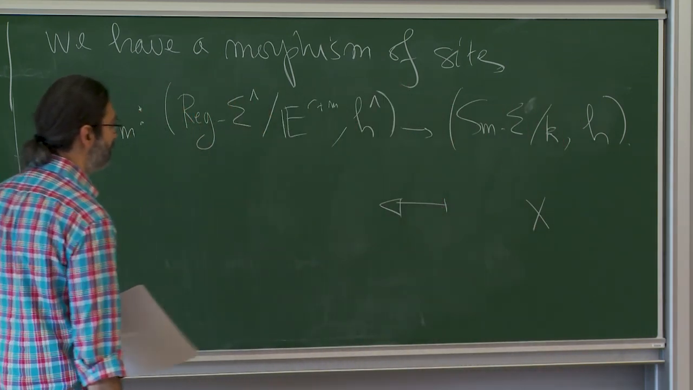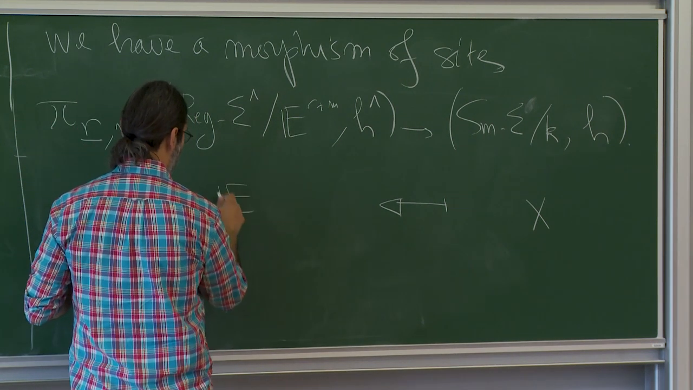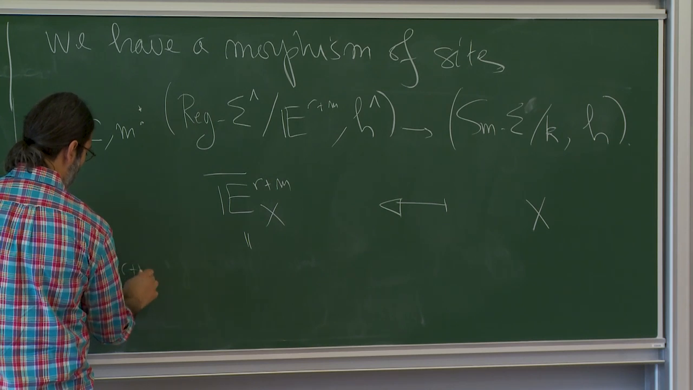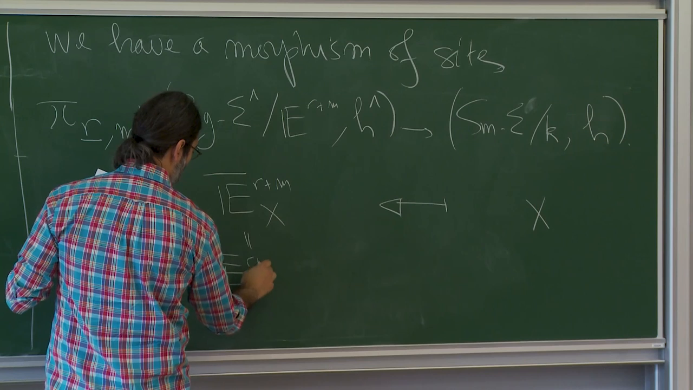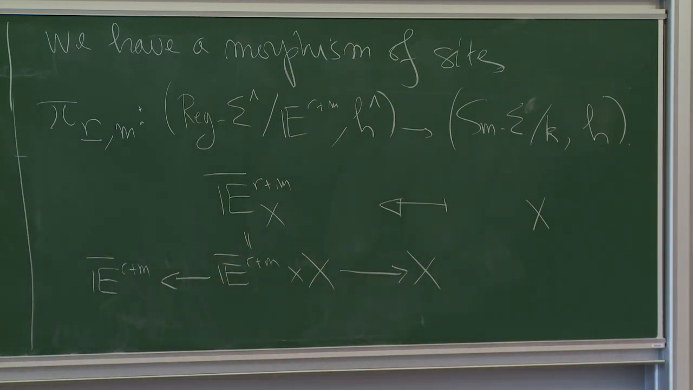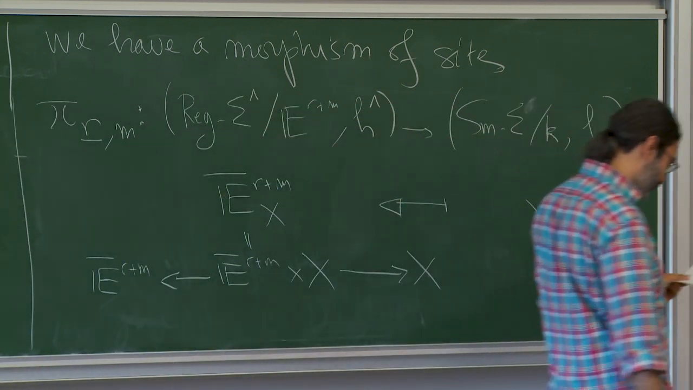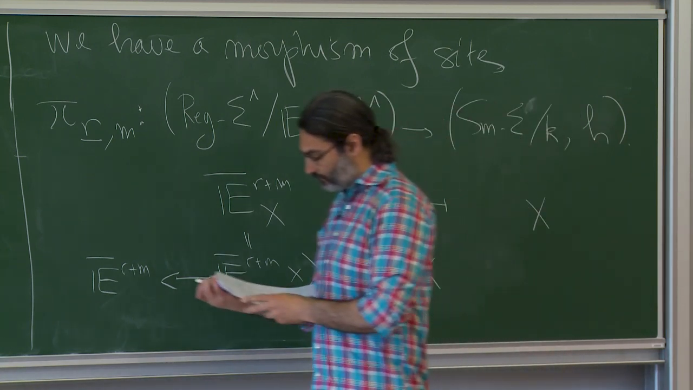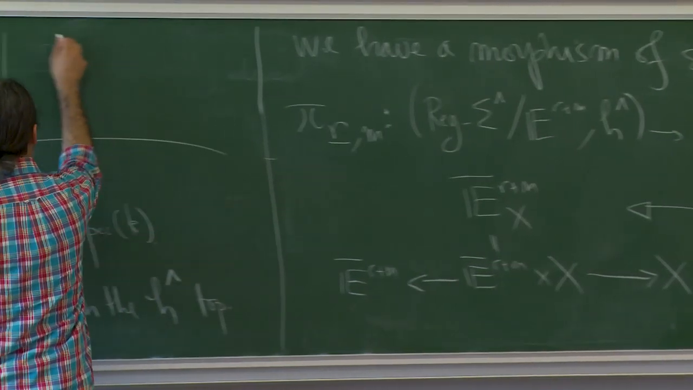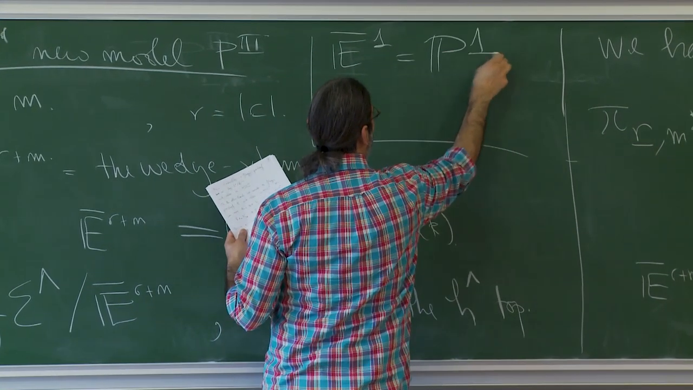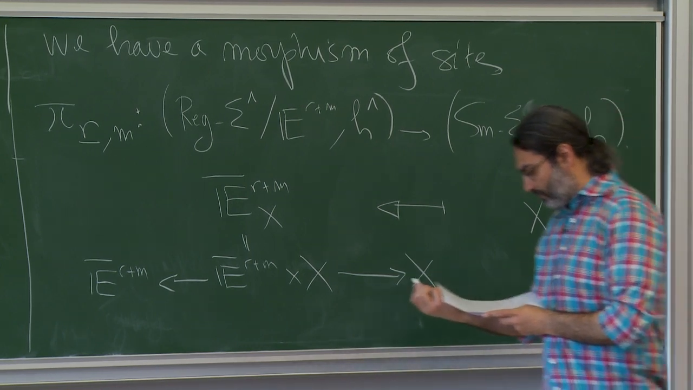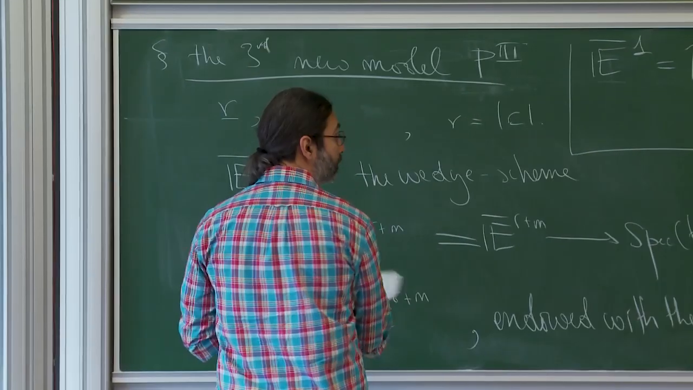on objects by sending a stratified scheme X to what I call E bar R plus M X, which is really the following diagram. So just E R plus M times X and projecting on both factors. So E1 bar, this is P1. I just introduced this because I don't want to write P1 parentheses some power. All right, so this is the set up.